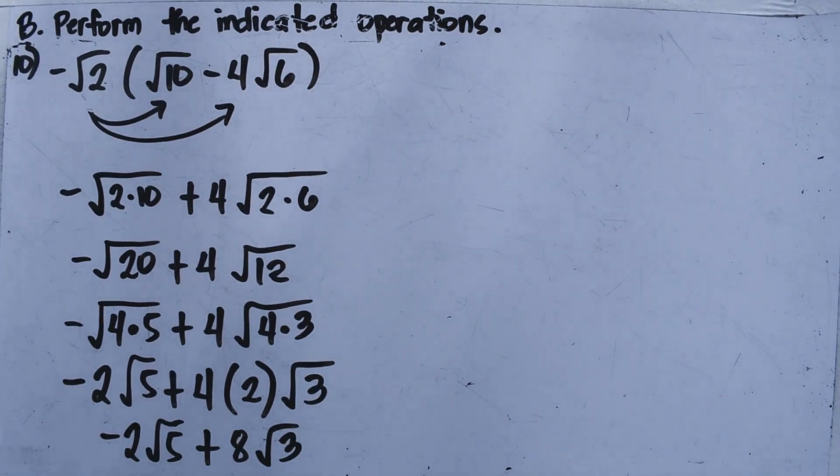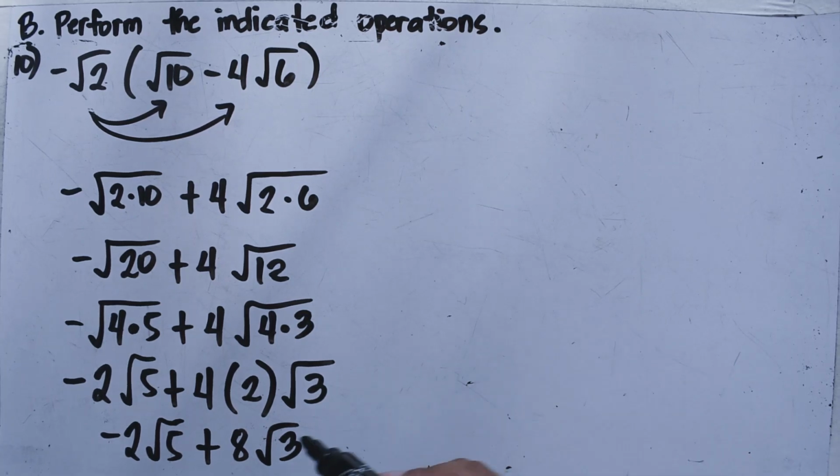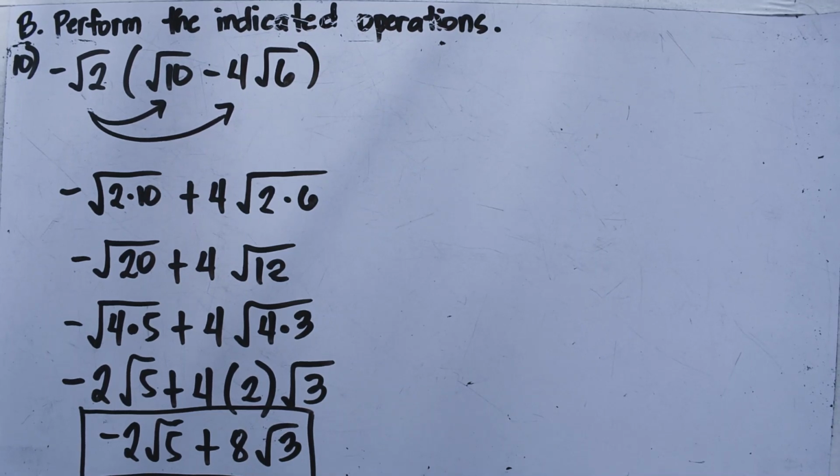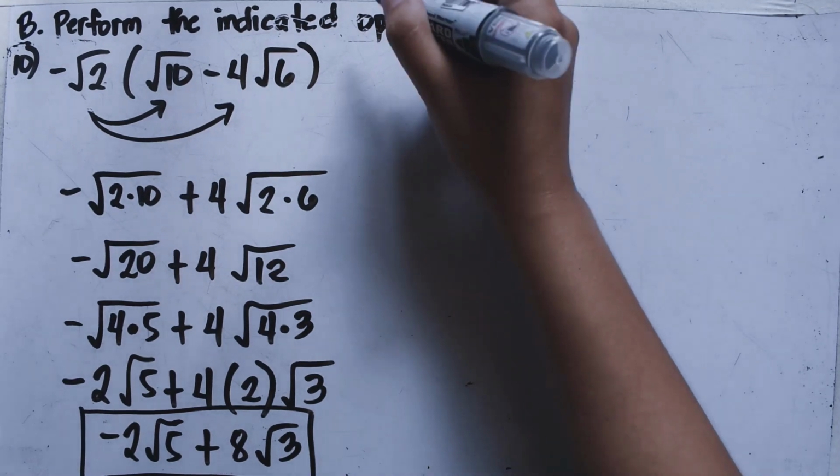Now, nasa-simplify pa po ba yan? So, hindi na dahil magkaiba na silang dalawa. We have square root of 5 and square root of 3. So, therefore, ito na po ba yung final answer natin? So, yes po. Ito na po yung ating final answer since hindi na nga po sila na simplify. So, ito na siya. Yan na agad ang sagot sa number 10. So, mag-proceed na po tayo sa number 11.